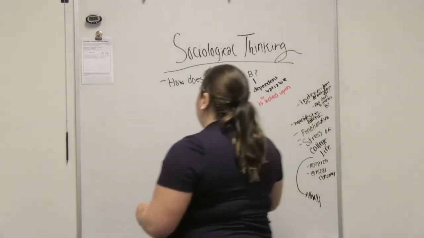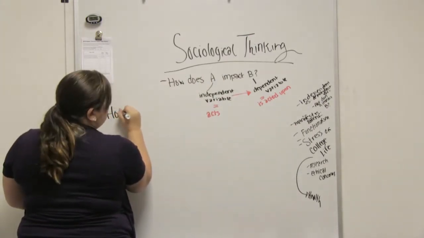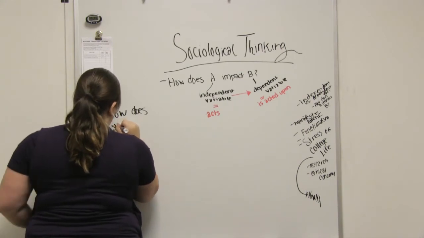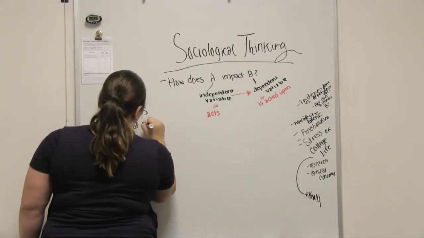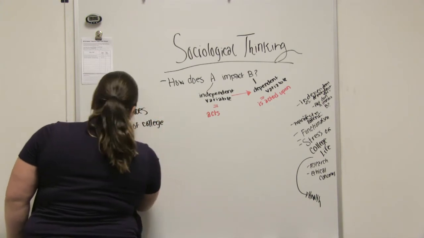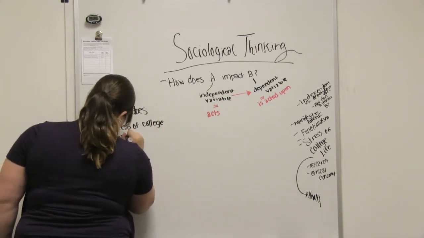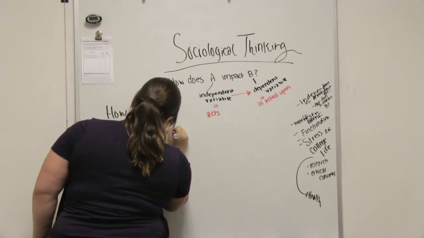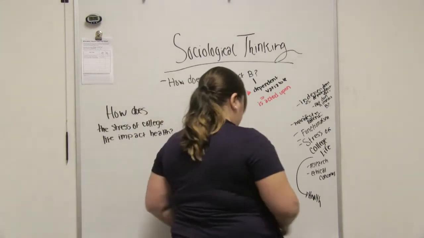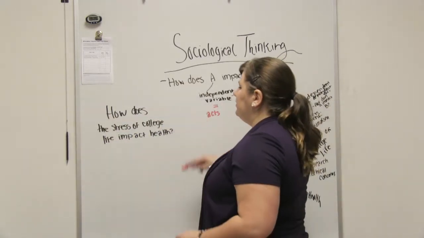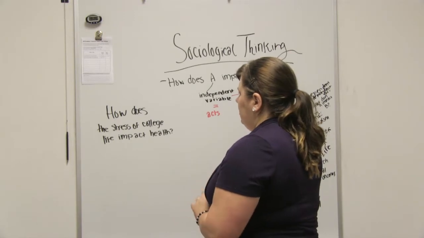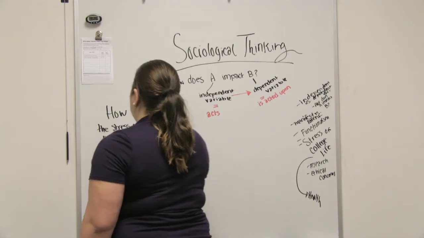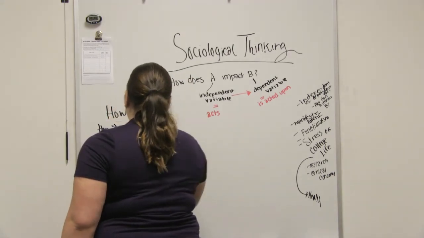In the example of how does the stress of college life, which is, hang on, how does the stress of college life impact health? Tell me where you would underline the variable A in this sentence. A would be stress of college. So there's your A. And then B would be health.